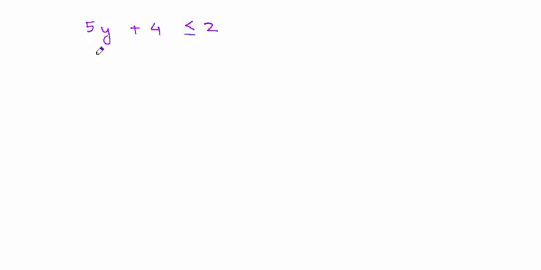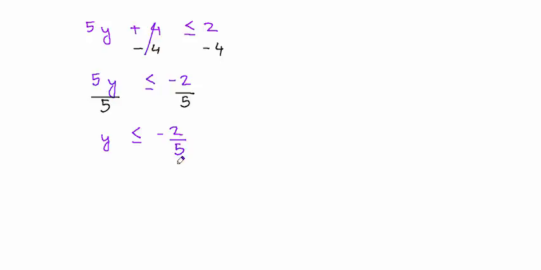As we do with equations, we are going to take this constant to the other side by subtracting 4 from both sides of the inequality, so that in the next step these two cross off and we have 5y is less than or equal to 2 minus 4, which is negative 2. And to solve for y, we divide both sides by 5 to get y is less than or equal to negative 2/5. This answer means y can be any number as long as it's smaller than or equal to negative 2/5, or negative 0.4.